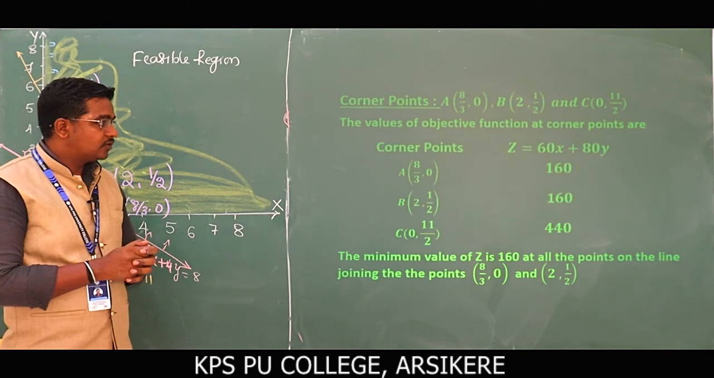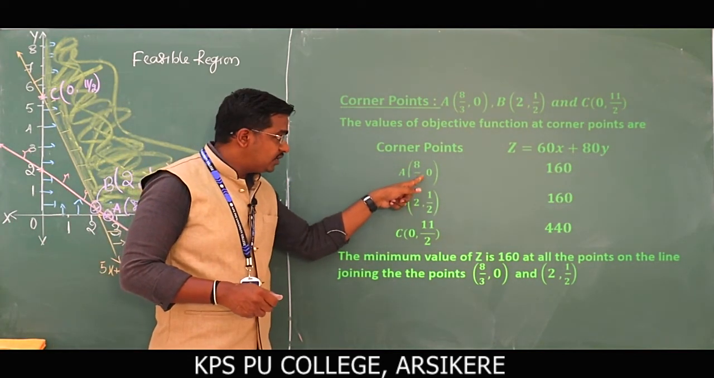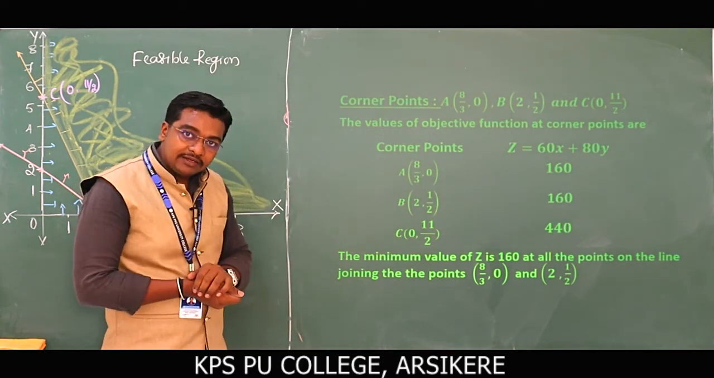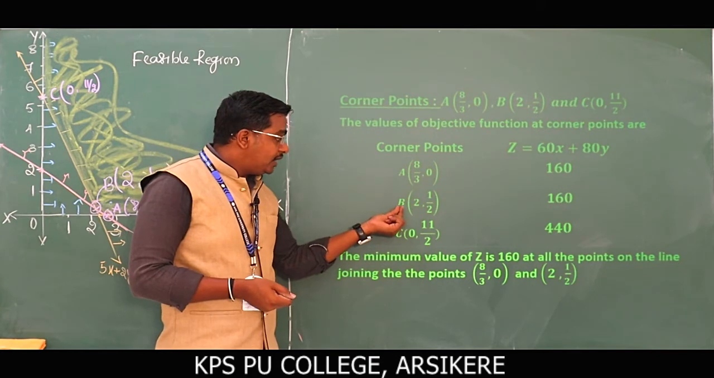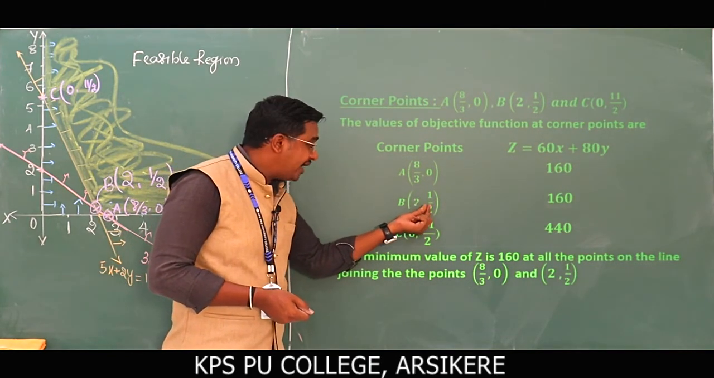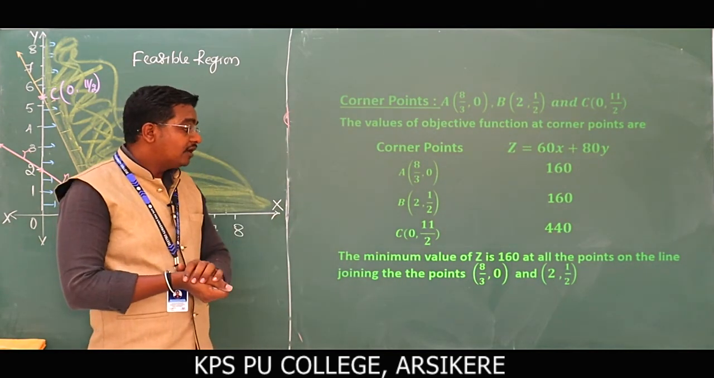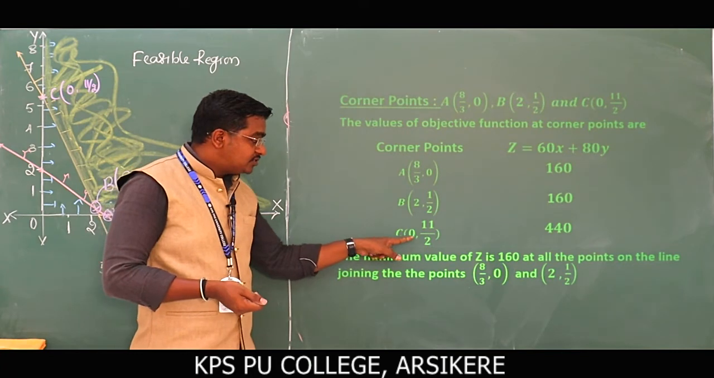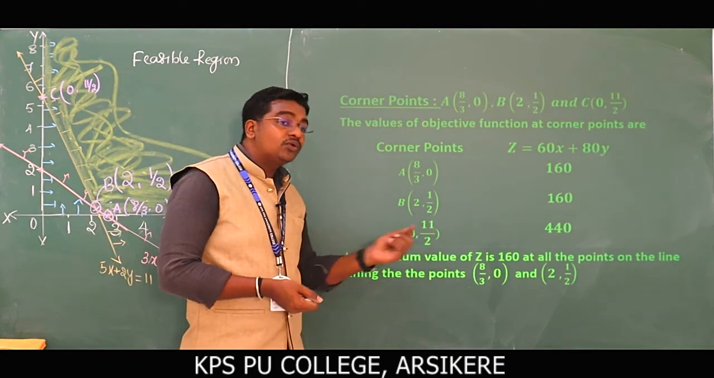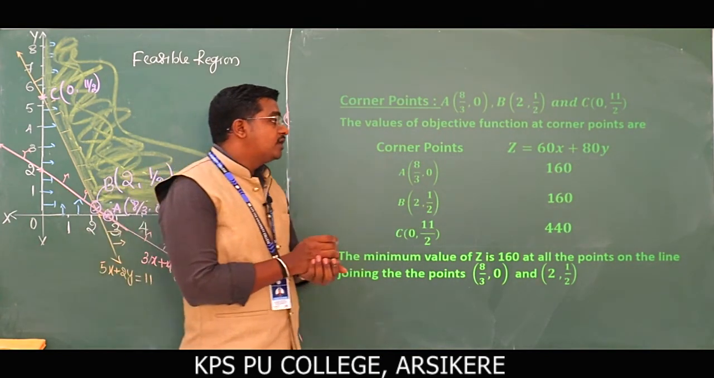Corner point A of 8 by 3 comma 0, the corresponding value of Z is 160. For the point B, 2 comma 1 divided by 2, when we substitute x is equal to 2 and y is equal to 1 divided by 2, we obtain the value of Z as 160. For the point C, 0 comma 11 divided by 2, put x is equal to 0 and y is equal to 11 divided by 2, we obtain the value 440. Clear? Okay.